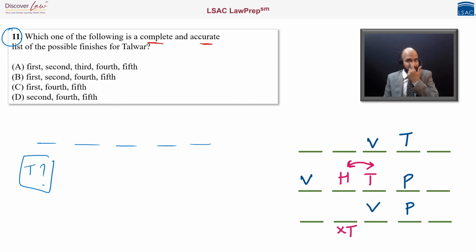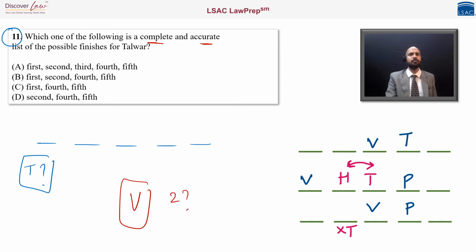Let me give you an example with V first, to understand and illustrate this point. Is it possible for V to ever come second? Is it possible for V to ever come fourth? Is it possible for V to ever come fifth? Is it possible, on the other hand, for V to come first? Is it possible for V to come third?